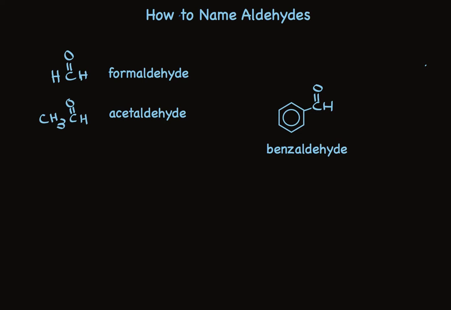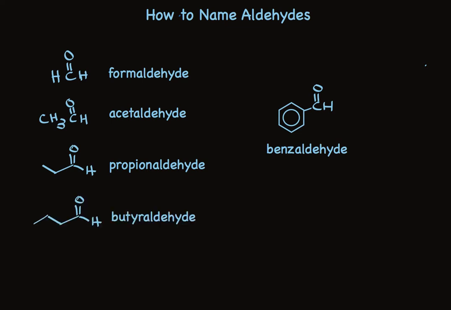If you're slightly more ambitious, I suggest you learn the C3 and C4 aldehydes as well. Propionaldehyde has 3 carbons, butyraldehyde has 4. So this very limited set is a group of structures whose common names you should know. At least formaldehyde, acetaldehyde, and benzaldehyde. Let's turn our attention to the systematic names.